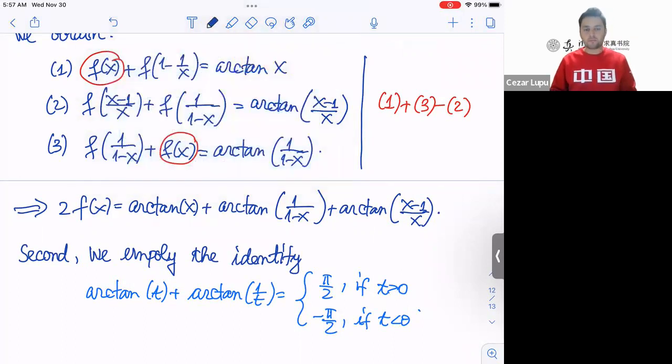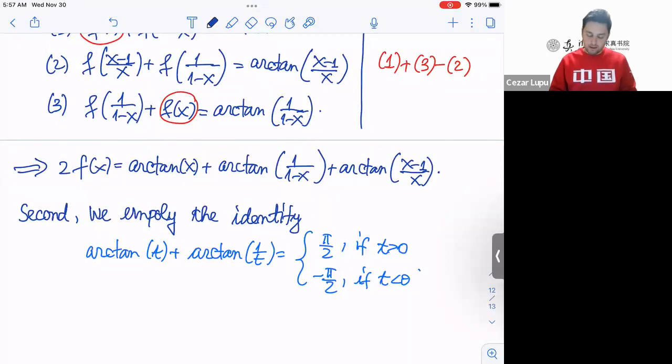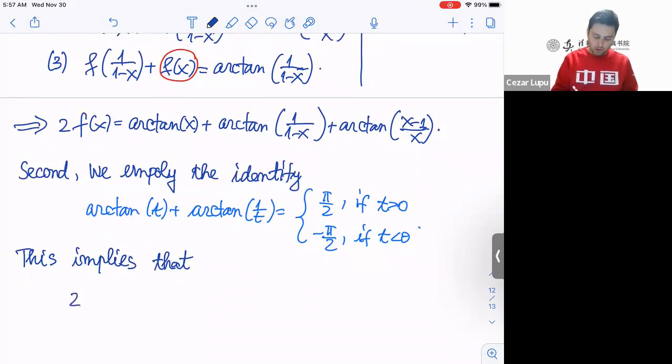Okay, great. So we want to use this. And now this implies that 2 f of x plus 2 times f of x plus f of 1 minus x.